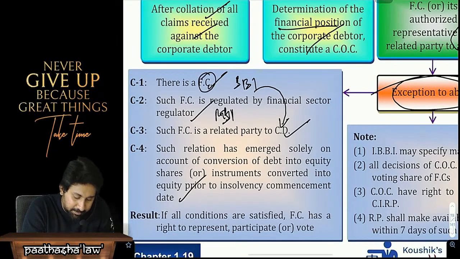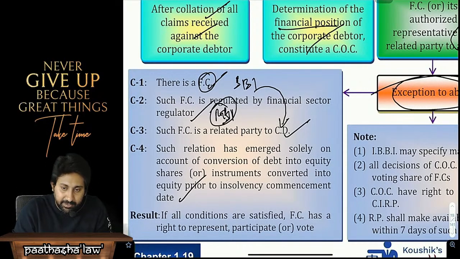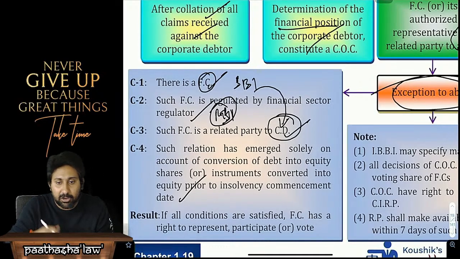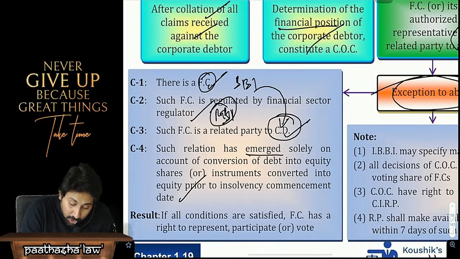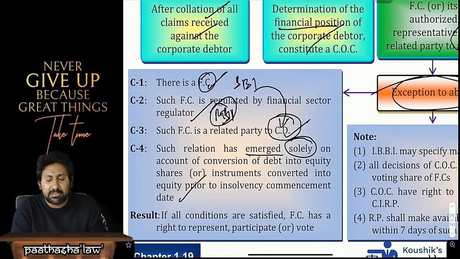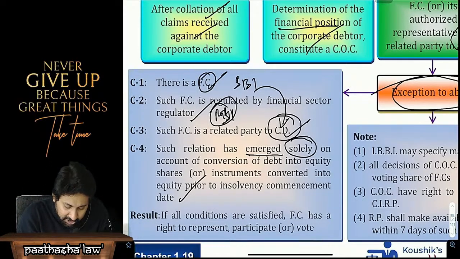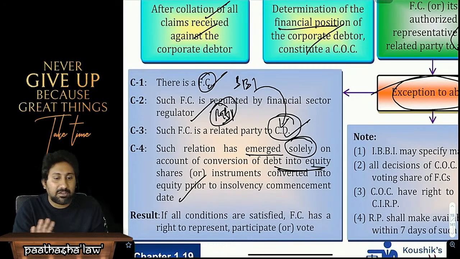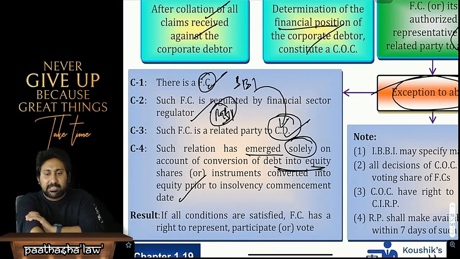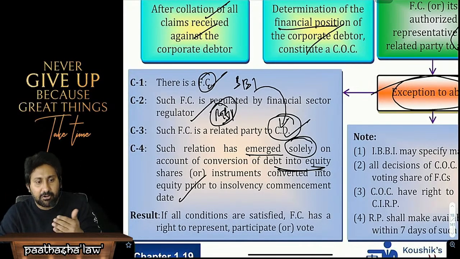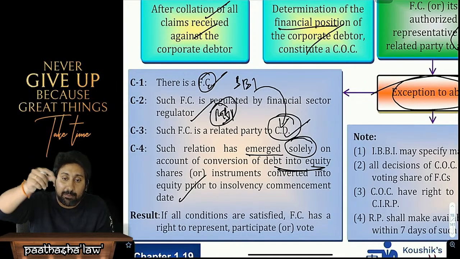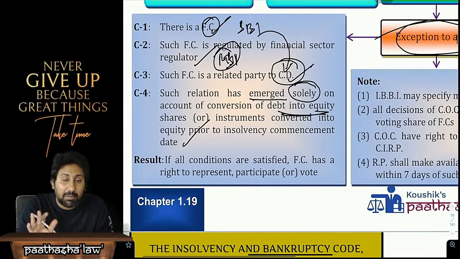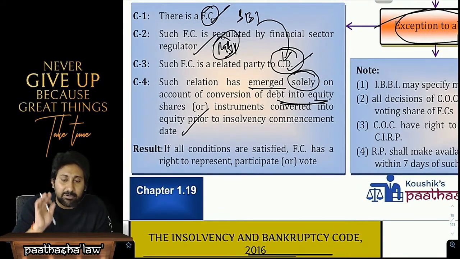Therefore, there is SBI regulated by RBI. SBI is a related party to the corporate debtor. Now, why does that relation exist? Such a relation has emerged solely on account of, what does it mean? Only because of conversion of debt into equity, not because of SBI's interest in purchasing that company. It didn't purchase in the open market. Because of conversion of debt into equity, it acquired the shares. Because of acquiring equity above 20%, the related party definition gets attracted, and thereby SBI became a related party. SBI didn't become a member intentionally, but because of conversion of debt into equity, no problem.